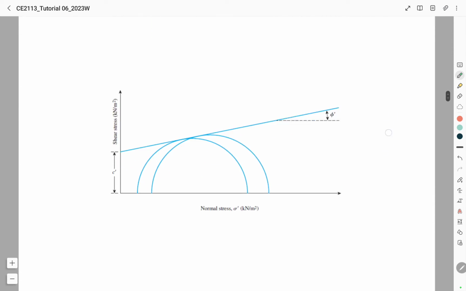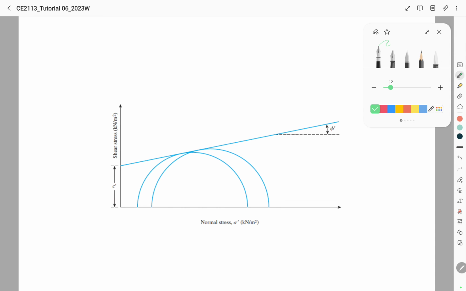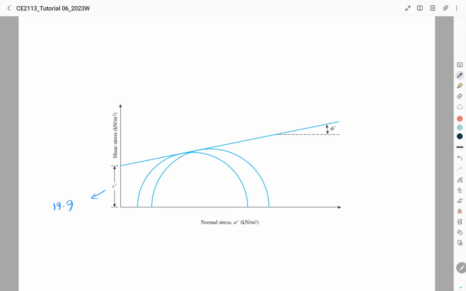And now if we draw the Mohr's circles for these two specimens, we will get a graph like this, and the value of c prime was 19.9. The value of phi prime was equal to 30 degrees. Sigma prime 1 for the first specimen was 369, for the second one was 669, and the value of sigma prime 3 for this one was 100, for this one was 200.